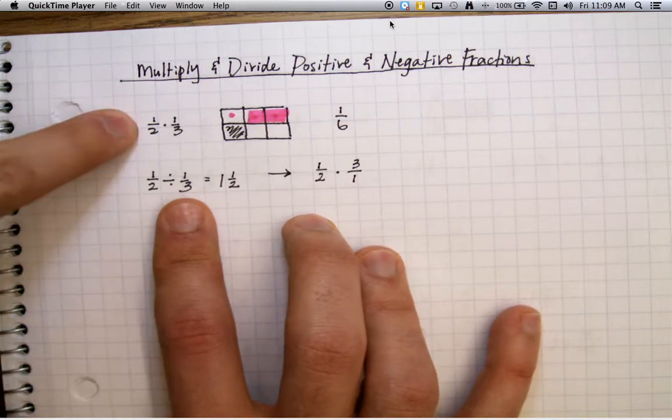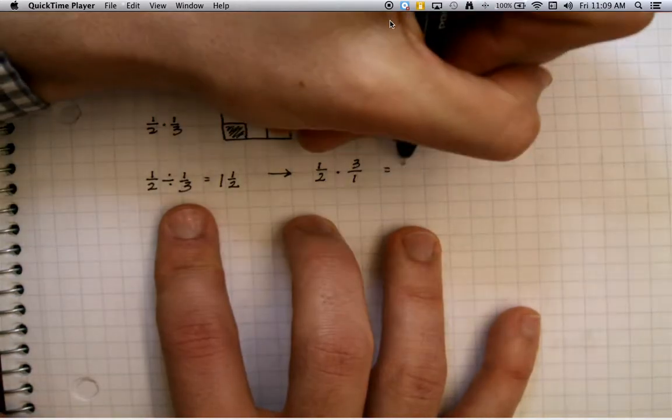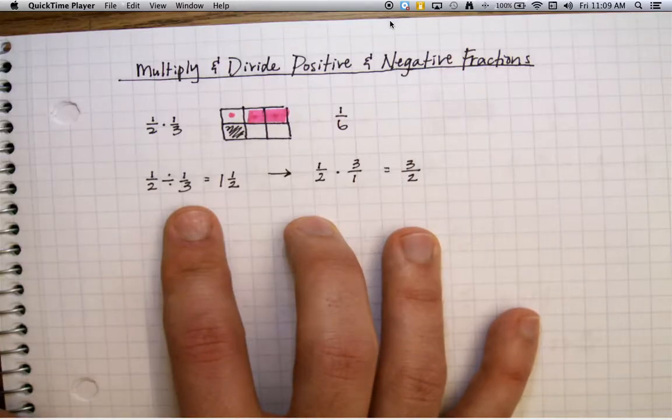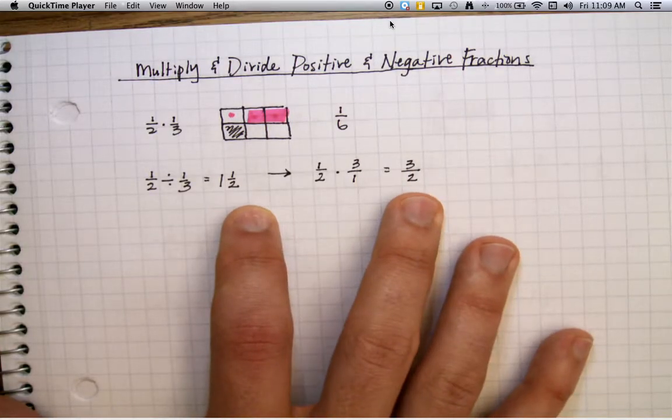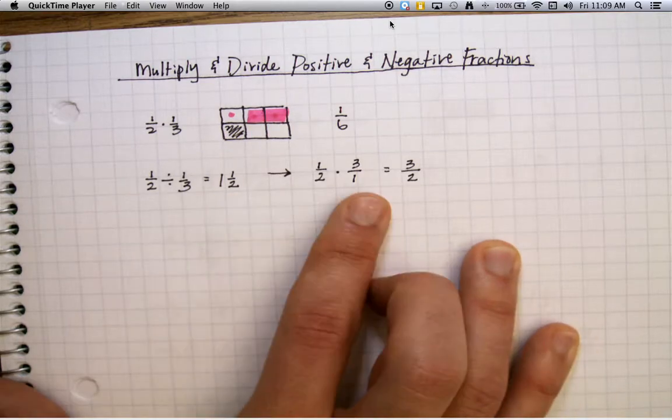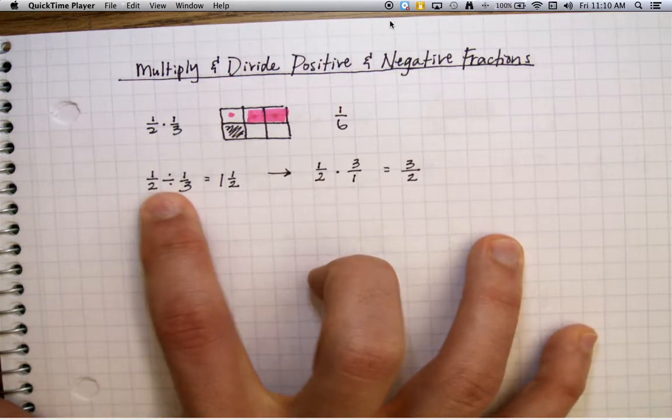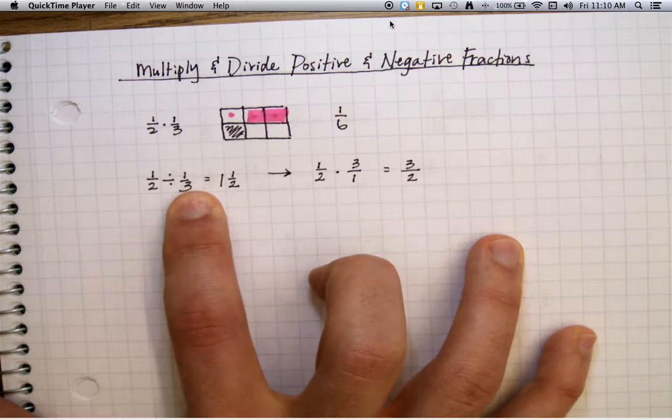Now I use this strategy. 1 times 3 is 3. 2 times 1 is 2. I know that 3/2 is equivalent to 1 1/2. So there's our strategy for division. Multiply by the inverse of that second number.